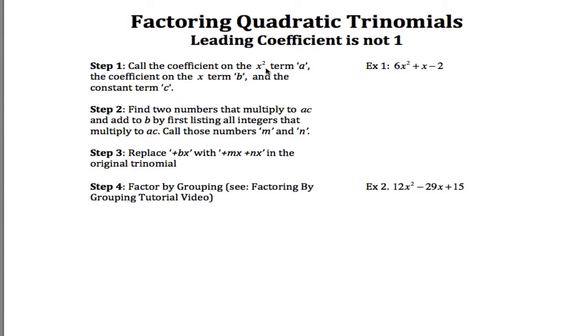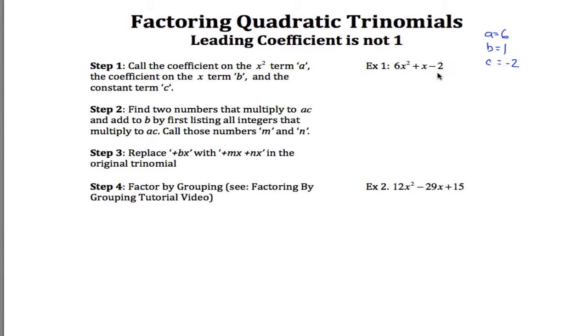Call the coefficient on the x squared term a, okay? So in this case, my a would be 6. And the coefficient on the x term, I want to call that b. You might say, wait, there is no coefficient here. Yeah, there is. There's a 1 that's implied here. You just don't write it. And the constant term, we'll call that c, is -2. Be careful. Make sure you don't write 2.